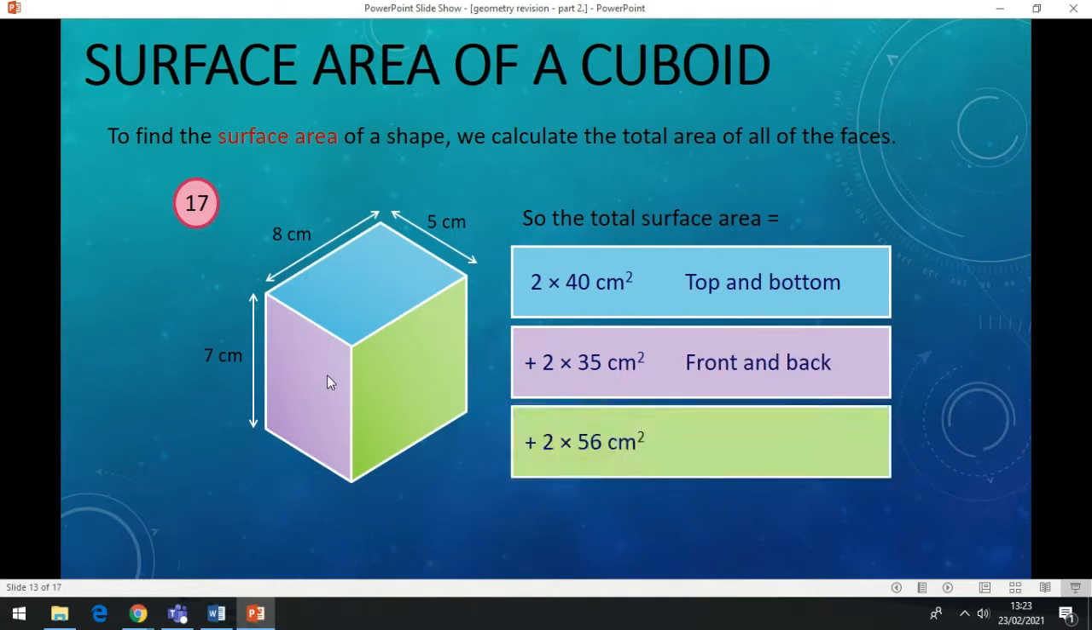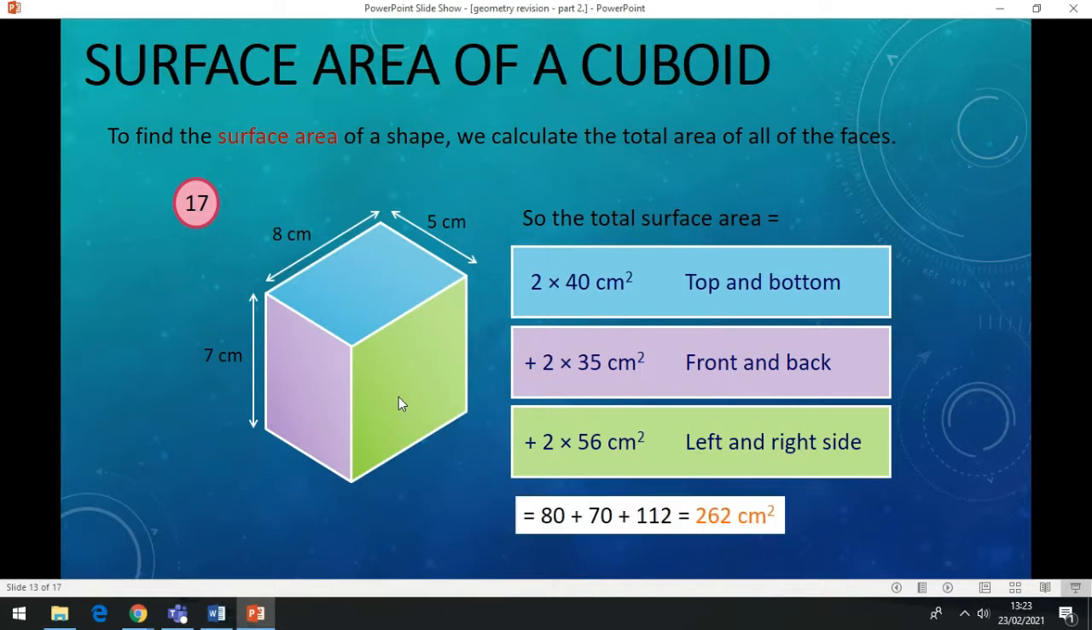And then finally, we need the green. We've got 2 of those. We know that this is 8. We know that this is 7. 8 times 7 is 56. We need 2 lots of those for the left and the right hand side. So if we add up all of those, 2 lots of 40, 2 lots of 35, 2 lots of 56, we will get a grand total of 262 centimetres squared. So the surface area of the whole shape, surface area of that cuboid, would be 282 centimetres squared.